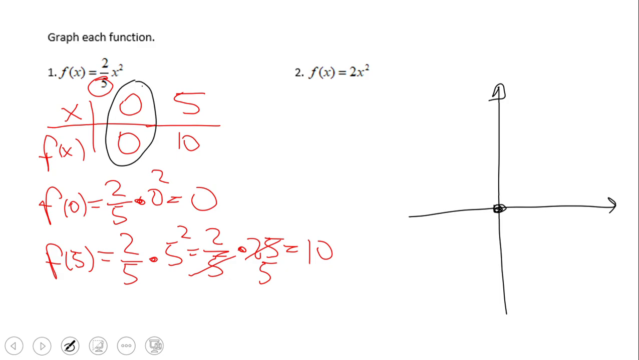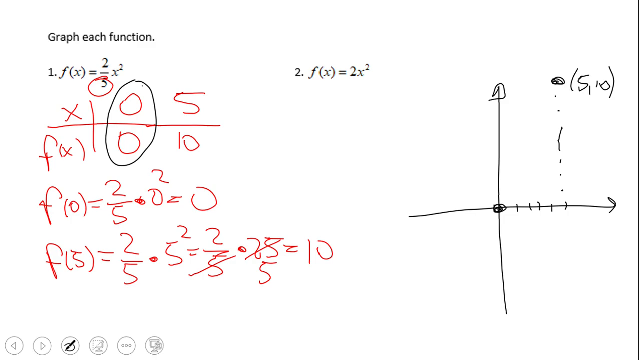As you see, the first point is 0 and 0, easy to graph, the origin, and then 5 and 10. Okay, and that will be one side of the parabola, in this case the right side. How do we get the left side?